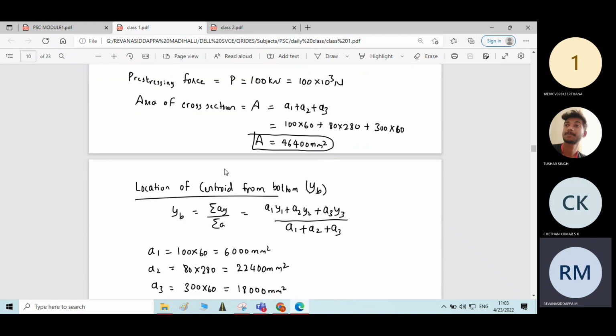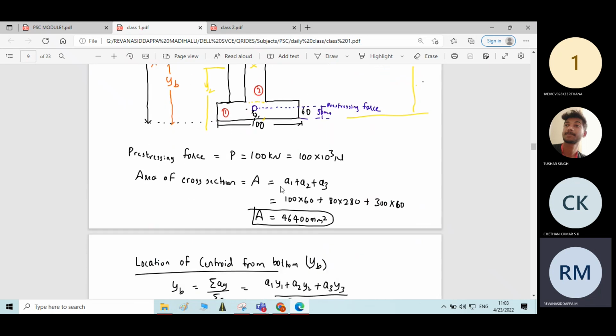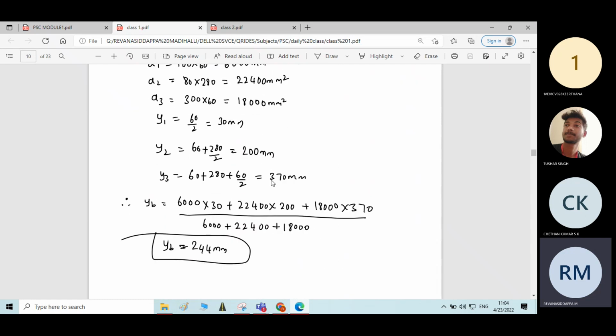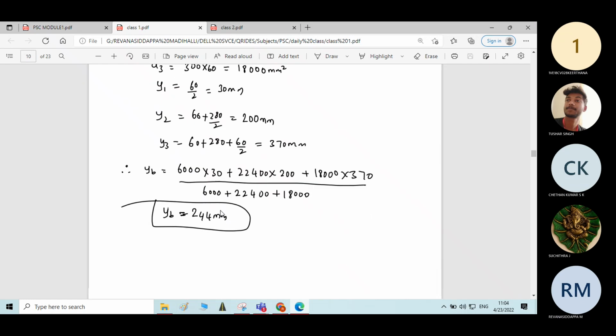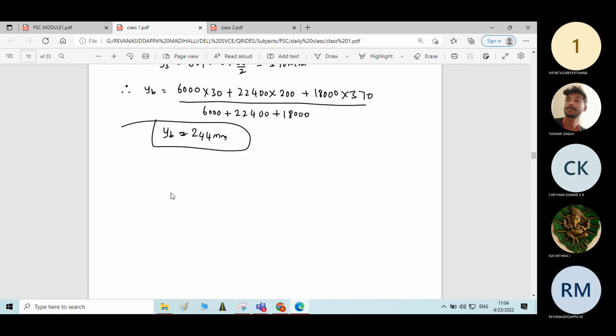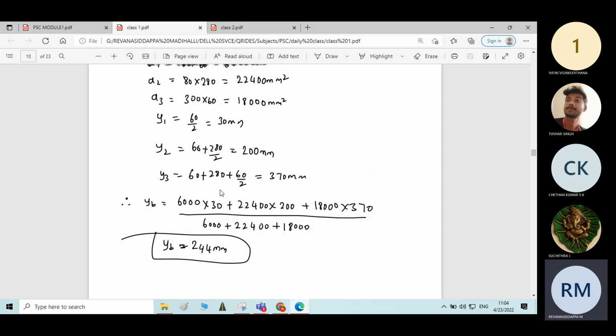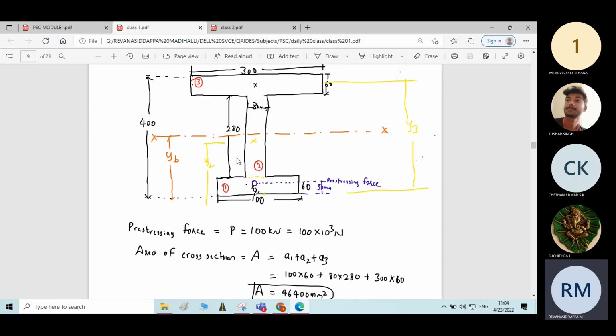In that, what we have done is initially we have written all the given data. Then the total area of the cross section we have determined. We got it as 46,400 mm square. Then we have also determined the distance of the centroid from the bottom fiber. So continuing the solution, we got the answer for the distance of the centroid from the bottom fiber, YB. We got it as 244 mm from the bottom fiber. So the centroid is at a distance of 244 mm.